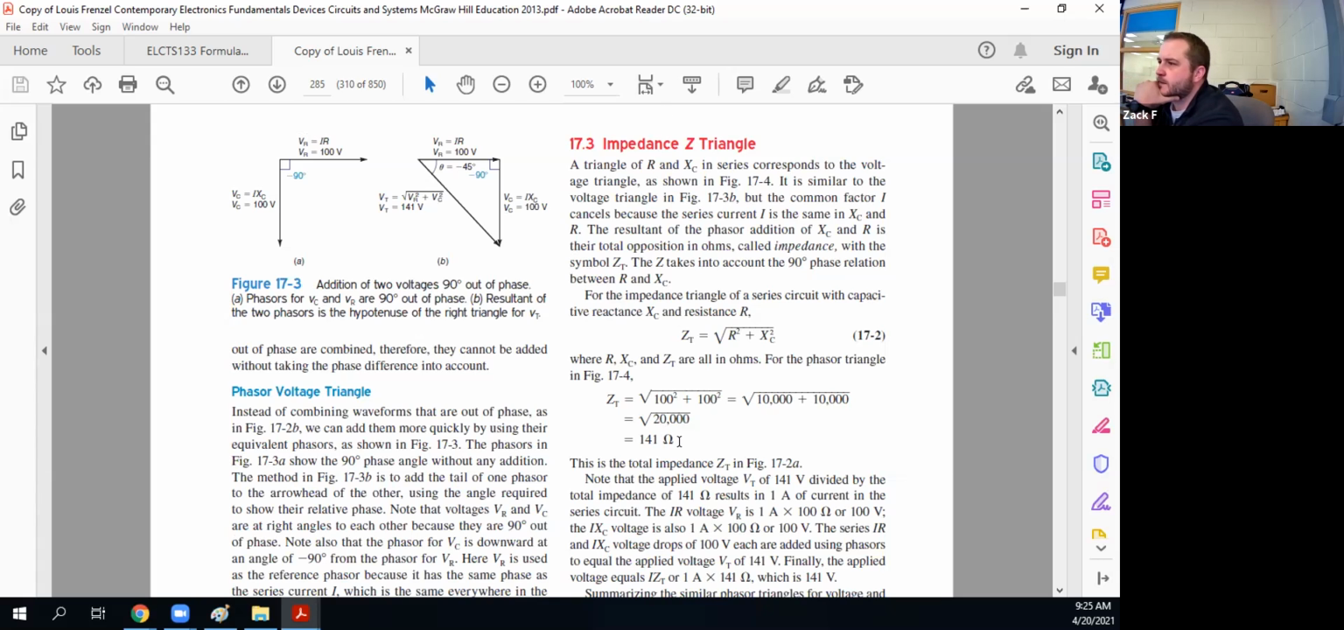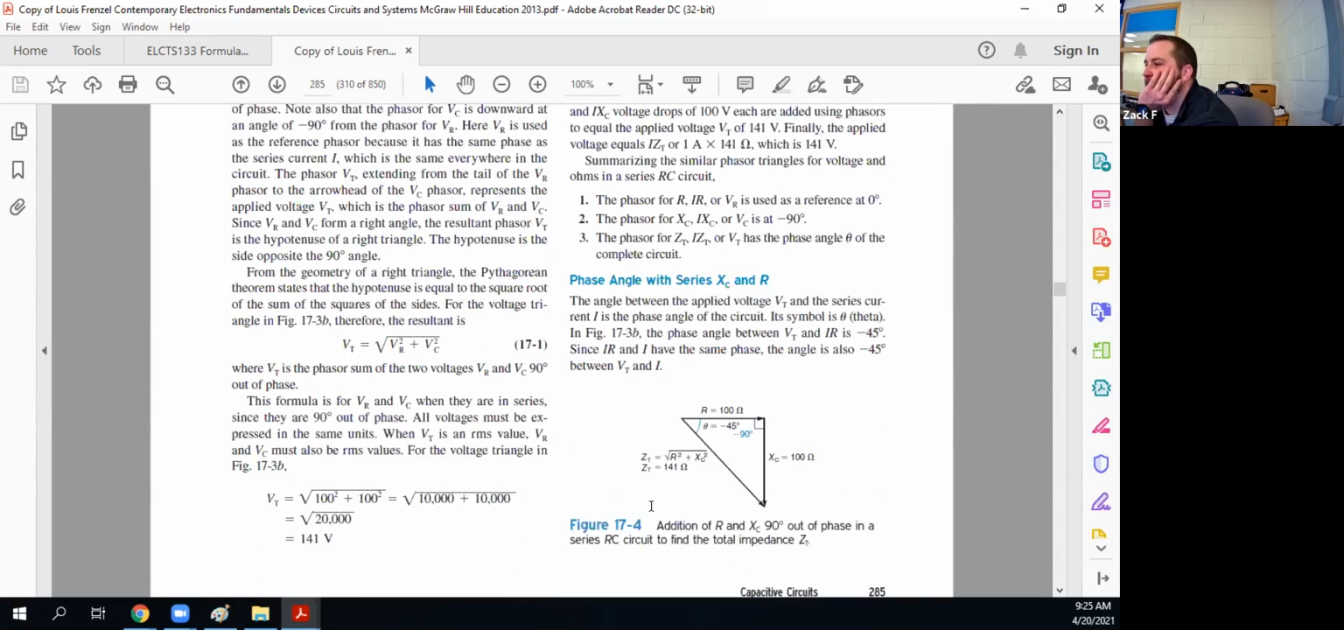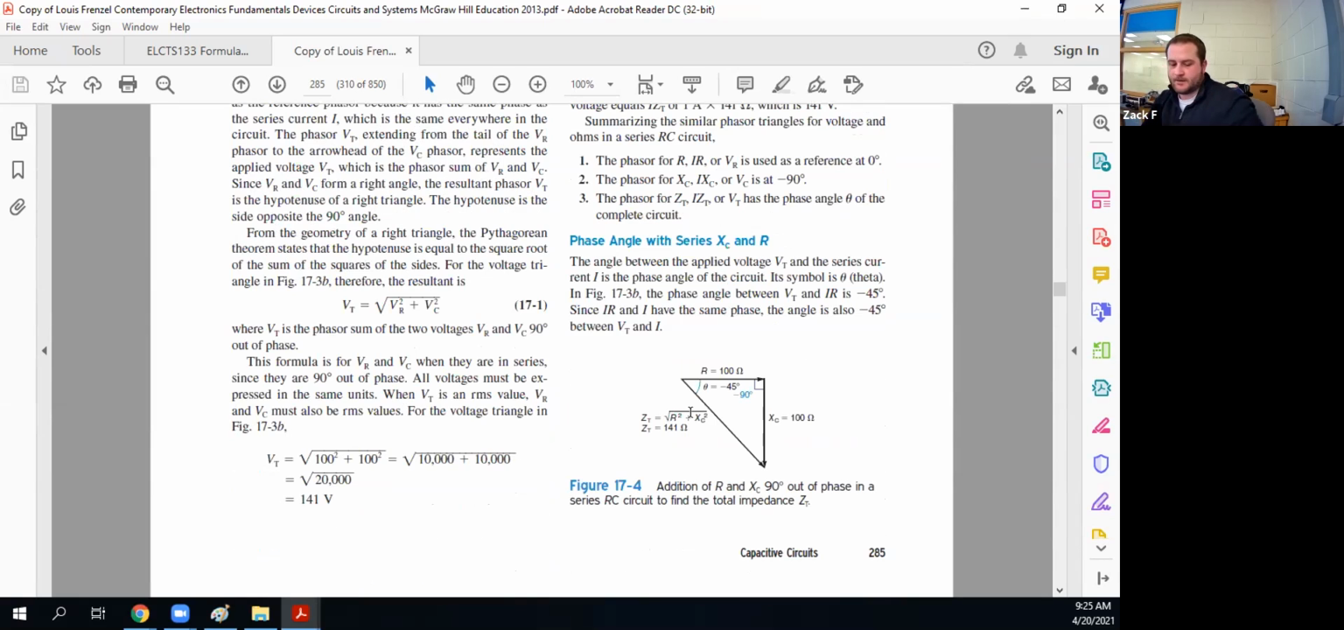Don't remember the wording of that question. Oh, I remember now. Impedance Z triangle. Okay, so you will have questions like this too to solve for impedance.